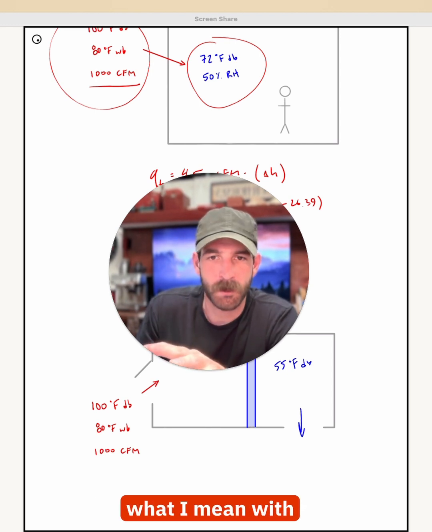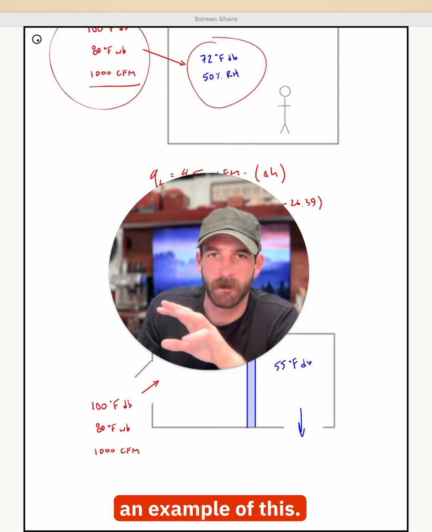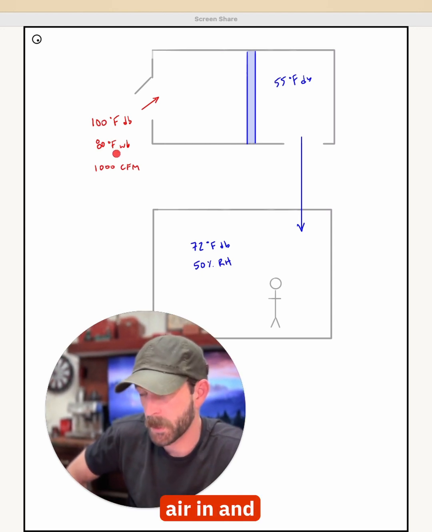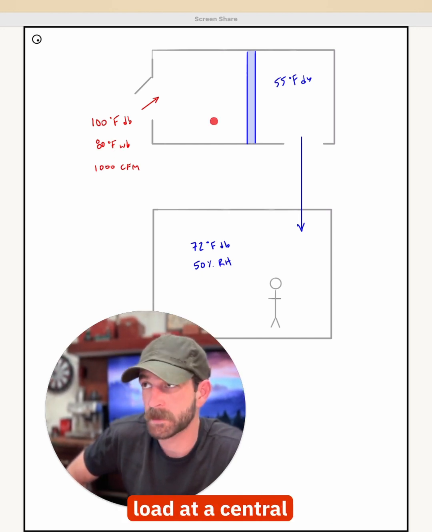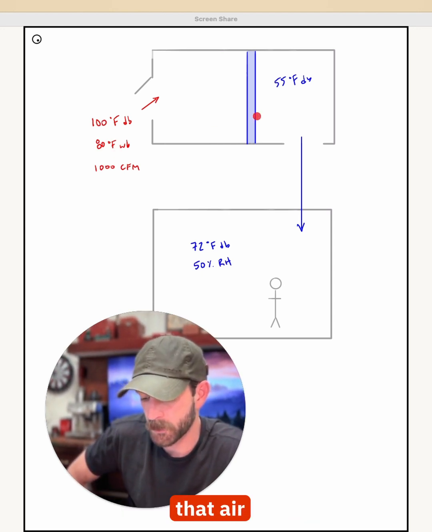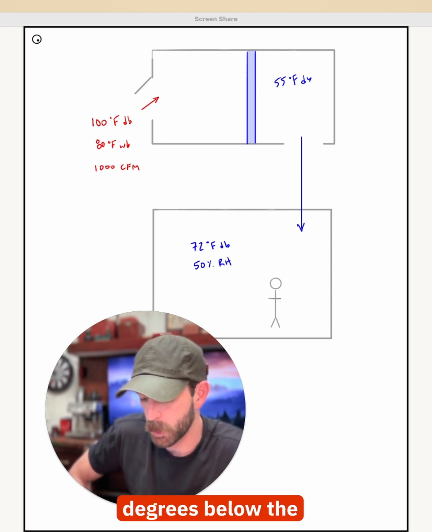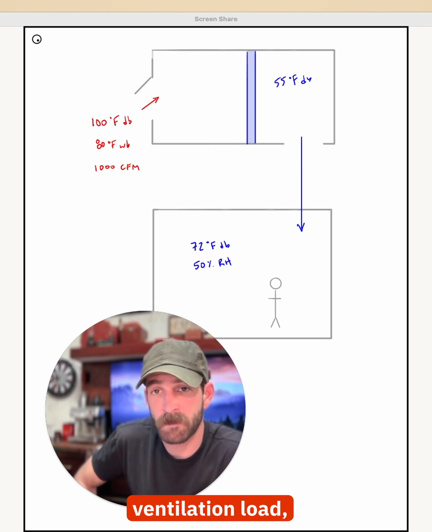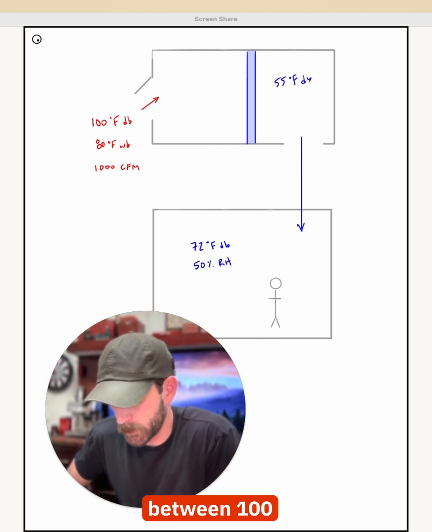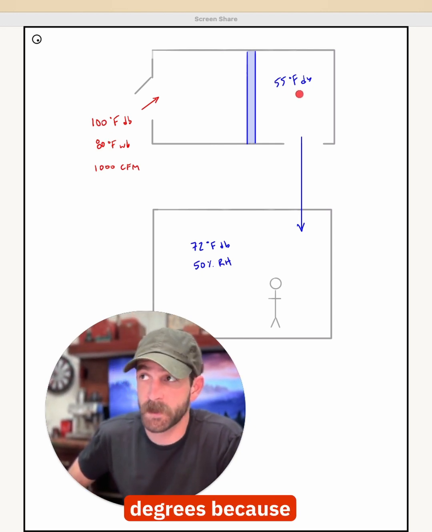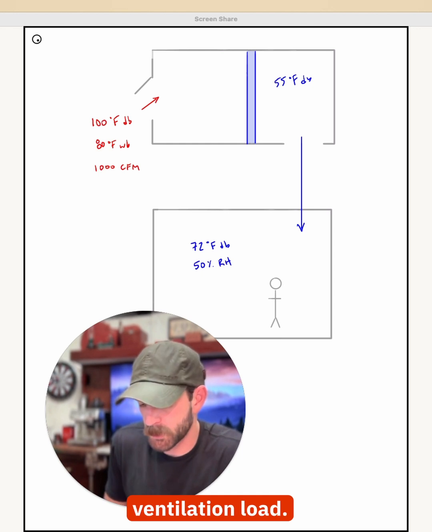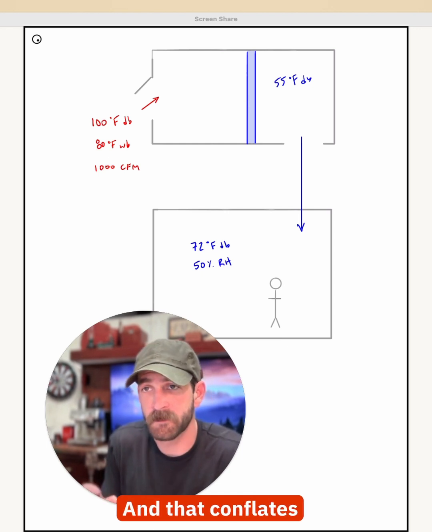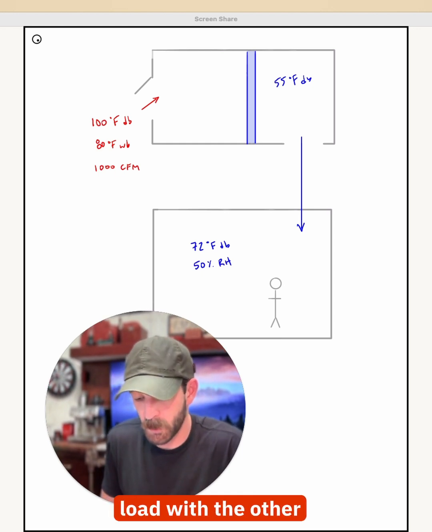So let me demonstrate what I mean with an example of this. You may be bringing that outdoor air in and handling your ventilation load at a central unit. And you may even be conditioning that air down to 55 degrees, below the indoor set point. And the temptation with this setup is to say, well, to calculate my ventilation load, I need to calculate the difference between 100 degrees and 55 degrees, because that's what I'm doing. But that's not ventilation load. That's actually coil load. And that conflates your ventilation load with the other loads in your space.